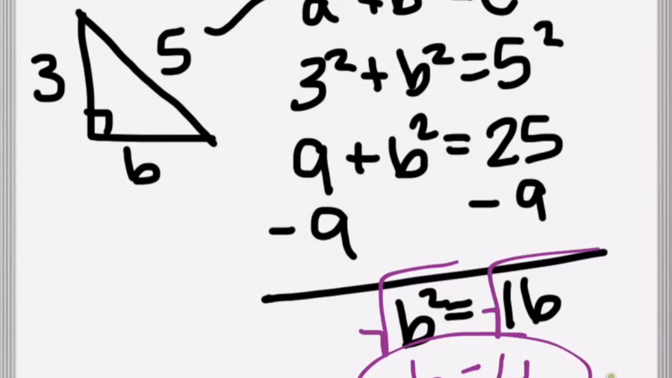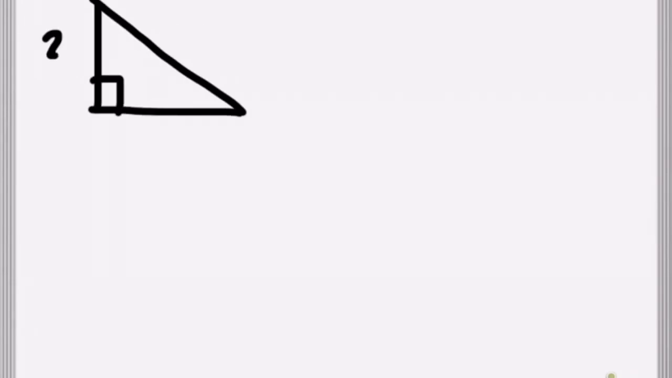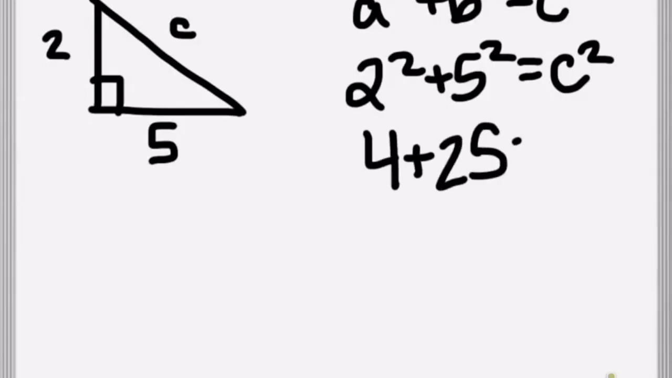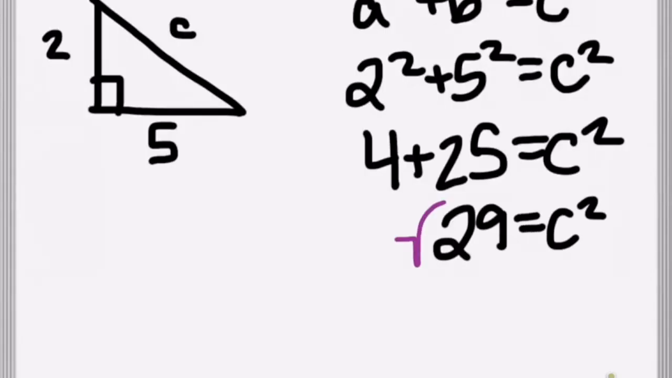This works really nicely when you are working with a Pythagorean triple because they are perfect squares, so they are easier to deal with. Let's see if we have something a little different. Maybe we have a 2 and a 5 and a c. So we substitute this into the formula, and 2 squared is 4, and 5 squared is 25. So that is 29 equals c squared.